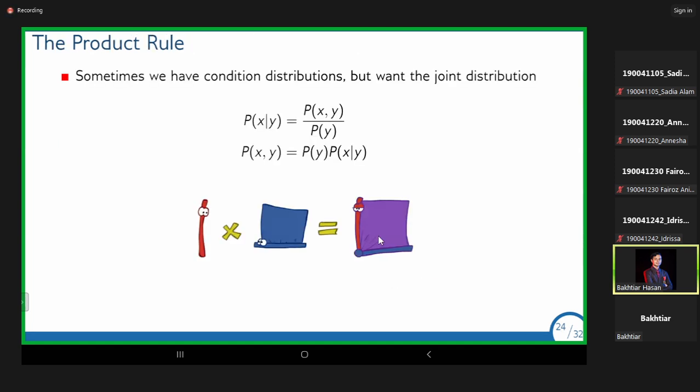You have already seen these things. We can't do inference by enumeration if we don't have the joint distribution. Sometimes we might have the conditional distribution, but we want the joint distribution. To calculate that, we use something called the product rule. We have the marginal distribution of y itself, and we know how x behaves conditioned on y. From the definition of conditional probability, if we multiply both sides by the probability of y, we get the joint distribution. How does that work?